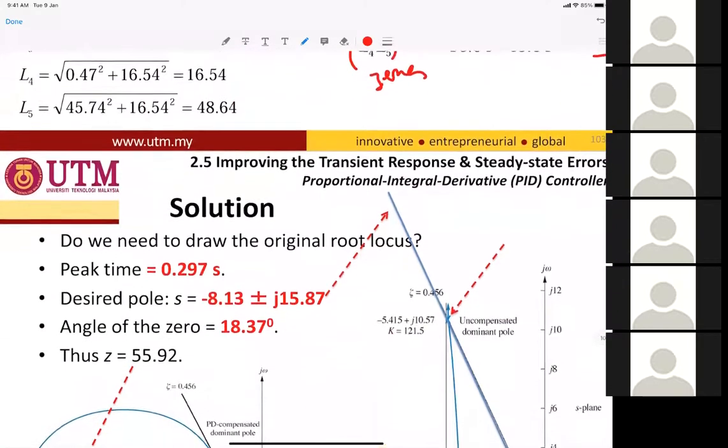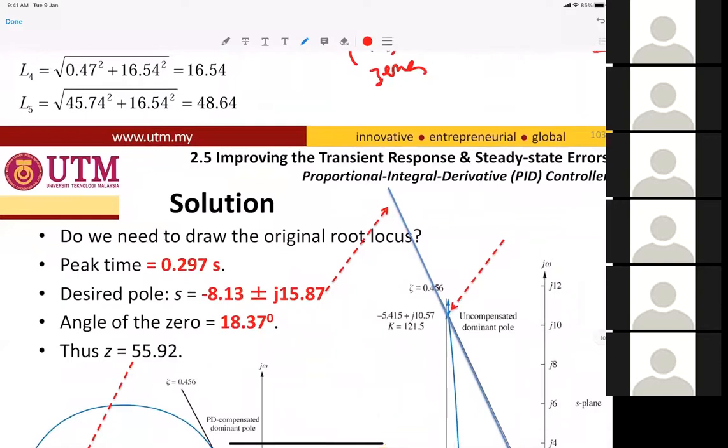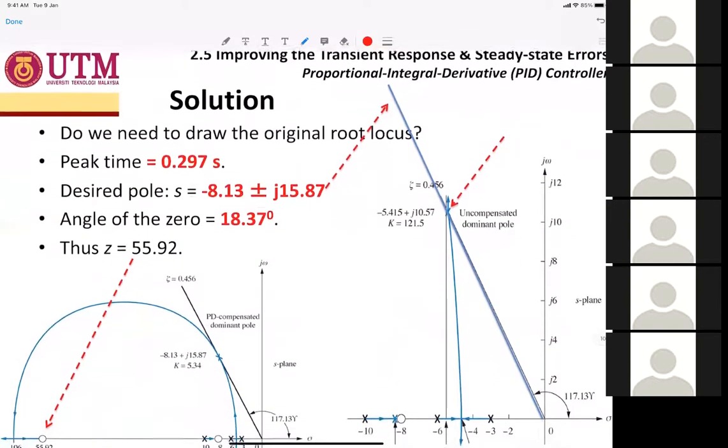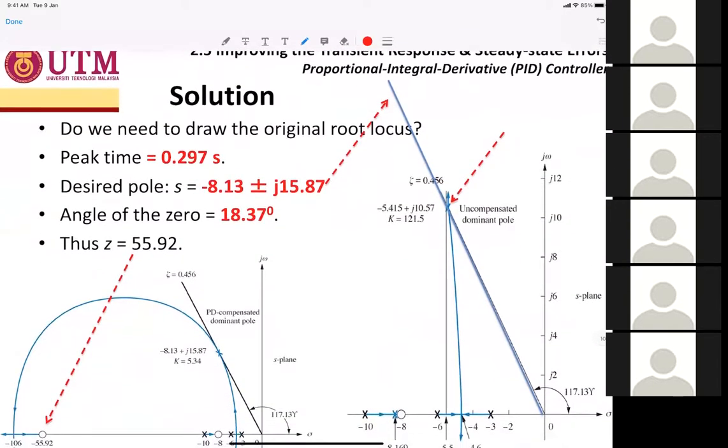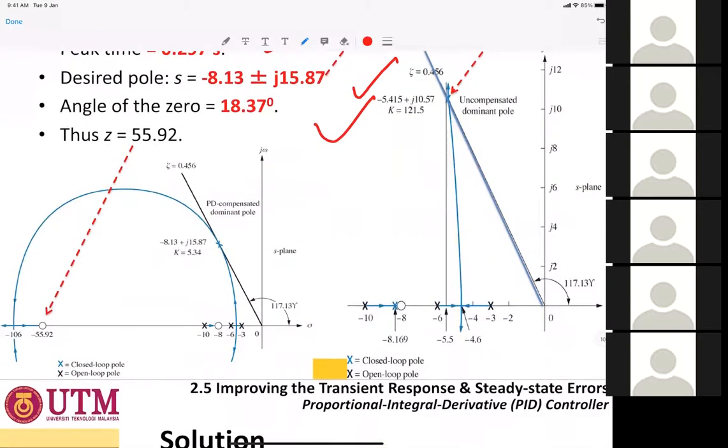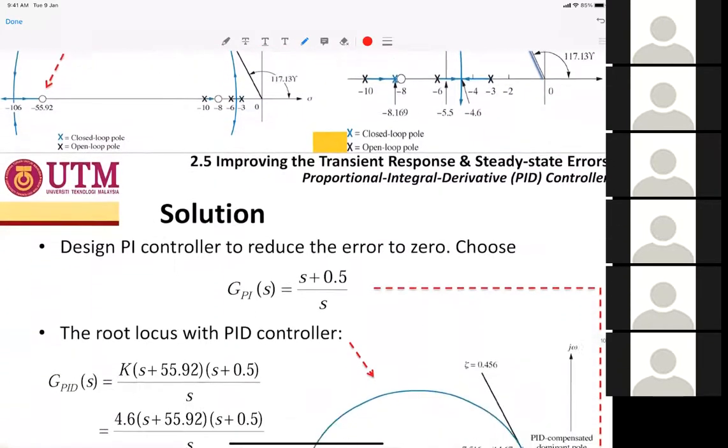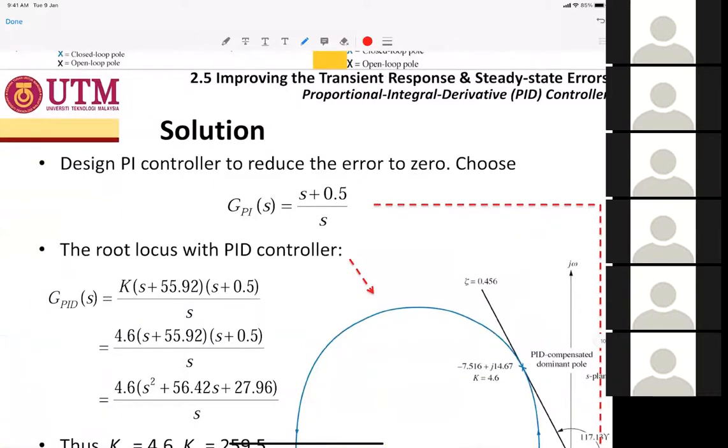Do we need to draw the original root locus? In a real solution, you don't need to, but in the assignment, you have to. So the peak time now is 0.297. The desired pole is here. And the angle of the zero is 18.37. Thus, Z is equal to 55.92. Okay, so that is the PD controller. Finish. Now we go to the PI controller.